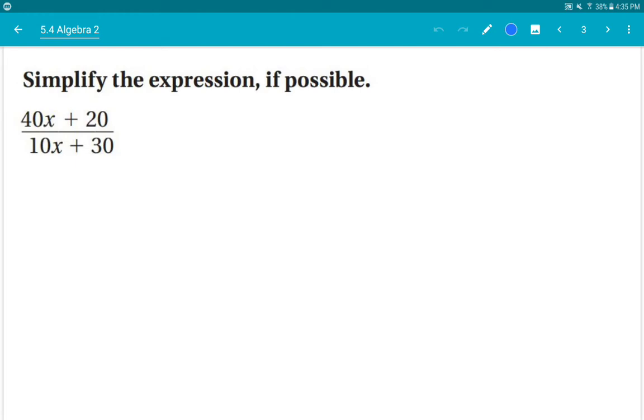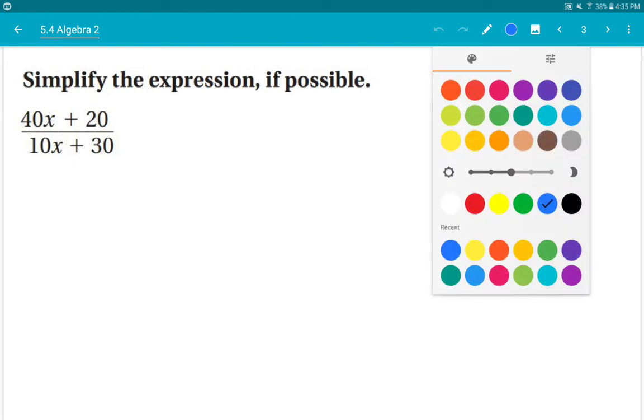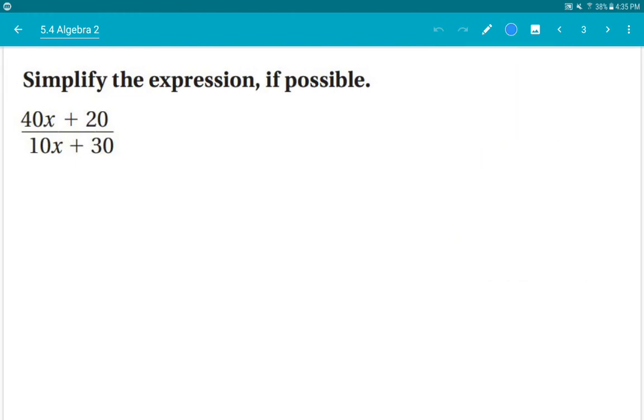So we have 40x plus 20, and we need to see what that factors into. If you're thinking GCF here, you're correct. The GCF between 40x and 20 is going to be 20, and then times, that's going to give me 2x plus 1.